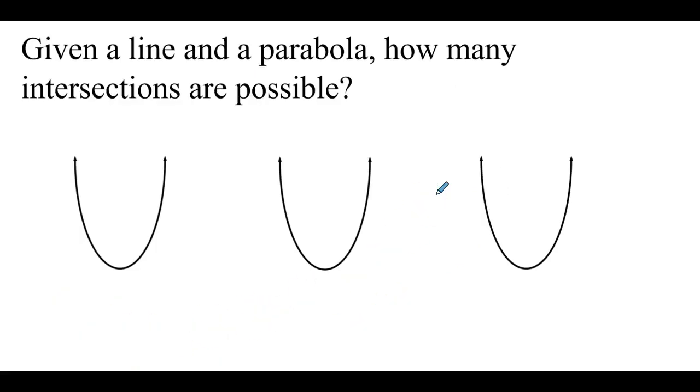It says, given a line and a parabola, how many intersections are possible? What's one scenario? I just showed you one of them. Two. So if you draw a line maybe that's going up like this, there would be 2 solutions. In other words, there's 2 points of x and y values that are always going to work. If you find those points, when you plug them into the equations, they're going to work.